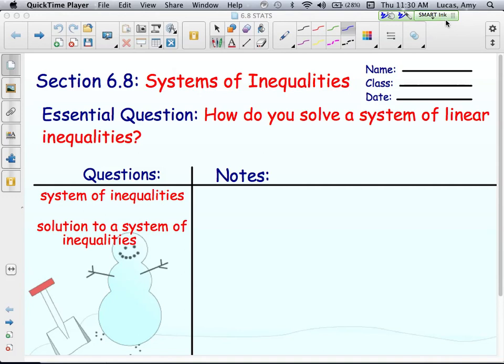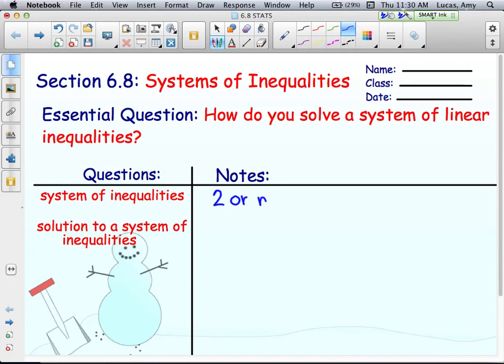So this is kind of a review of something that we did in chapter 5, but in chapter 5 we only graphed one inequality at a time. So a system of inequalities would be two or more linear inequalities. And then the solution to a system of inequalities would be the region shaded by all of the inequalities in the system.